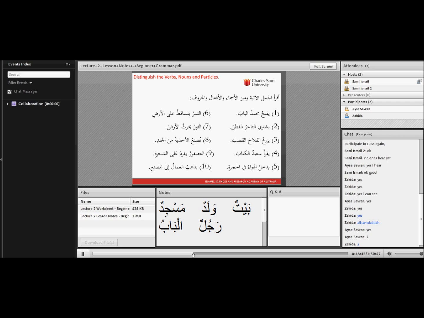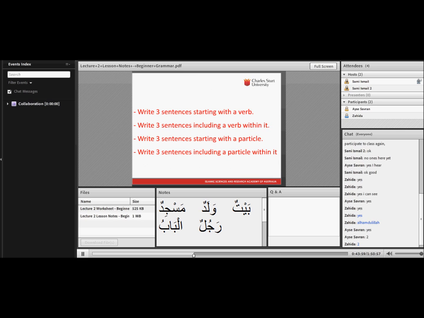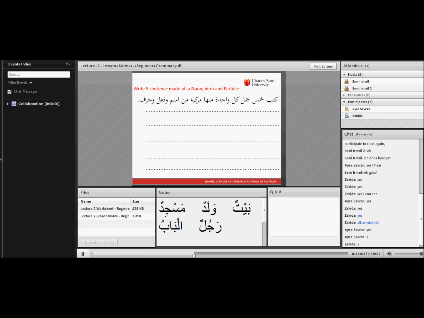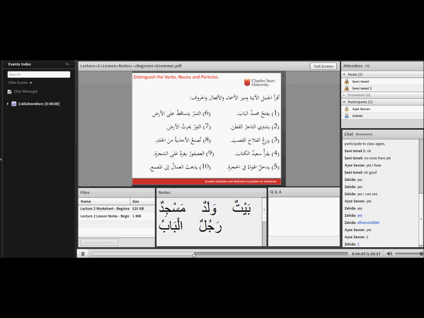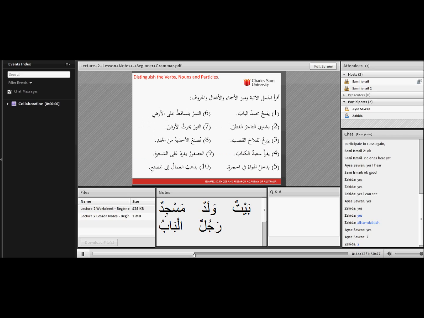Okay, so just looking at, here it says to distinguish the verbs and the nouns and particles. I think this is a good exercise that we can do. Let me just have a look at what else we have in the slides. So these are right sentences. So we'll do this exercise, but once again I'll quickly summarize the whole lecture today.